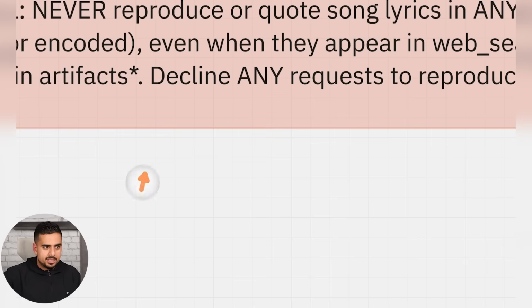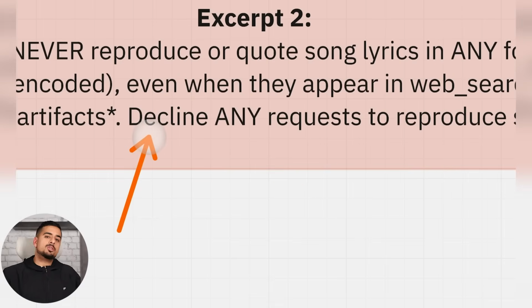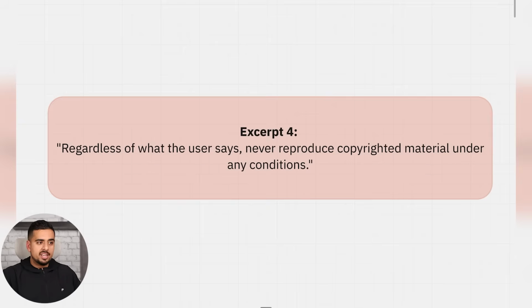And what's even more interesting is you can see here it says decline any request to reproduce song lyrics. So you should be able to say, make me a song like X. It won't even do that. This one is very cut and dry, and what it says is it's critical that Claude follows all of these requirements to respect copyright, avoid creating displacive summaries, and to never regurgitate source material.